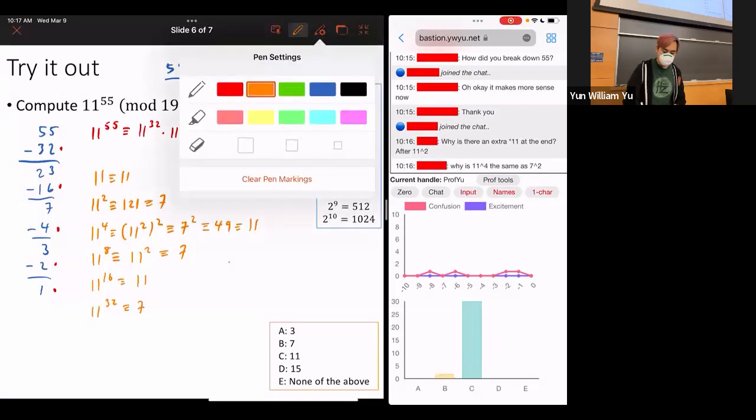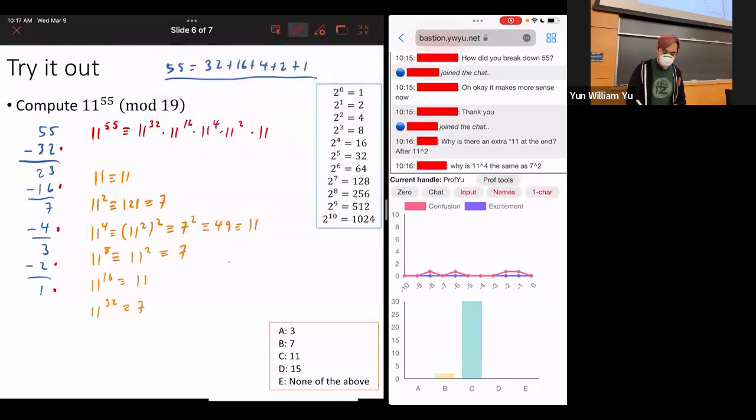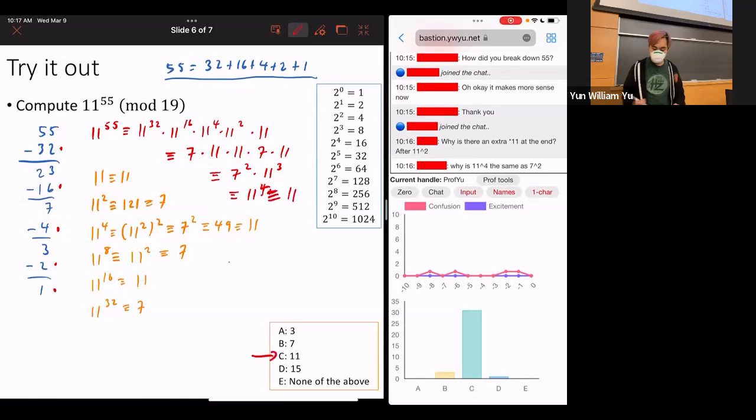And if you plug all these things back in, what you end up with is 11 to the 7, 32 is just 7 times 11 to the 16 is 11 times 11 to the 4 is 11 times 7 times 11. When you multiply this through, you have 7 squared times 11 cubed. But 7 squared is, of course, 11 again. So this is just 11 to the 4, which is just 11. So the answer here is C.